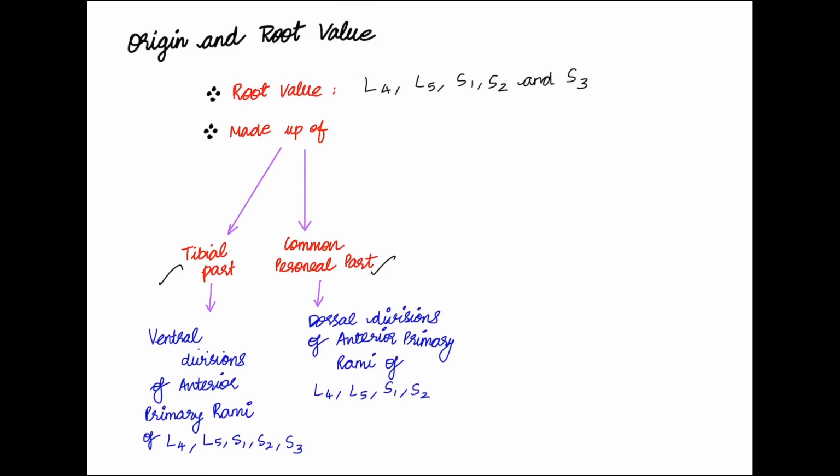And the common peroneal part is made up of the dorsal divisions of the anterior primary rami of L4, L5, S1 and S2. Note that this does not include S3. Common peroneal part has only up to S2. Please note this. So we can remember this like TV, and we are inserting a CD into a TV. So tibial part, ventral division, common peroneal part, dorsal division.